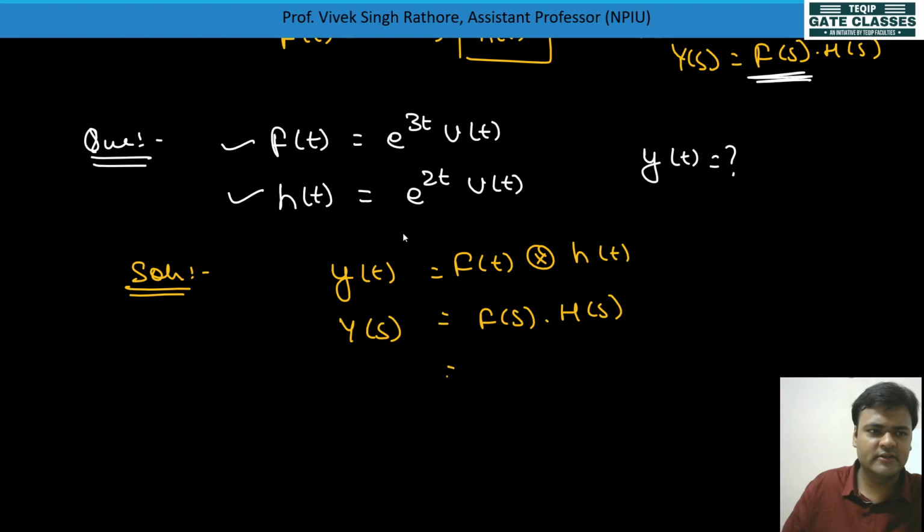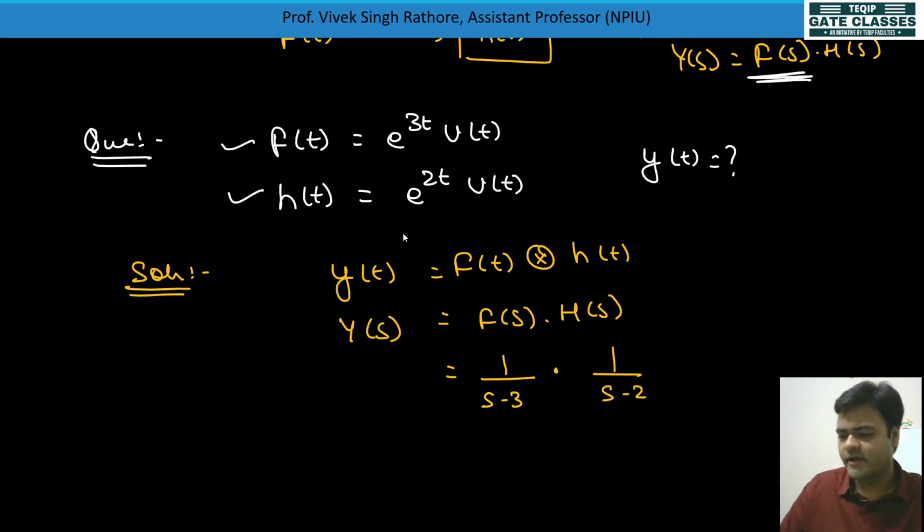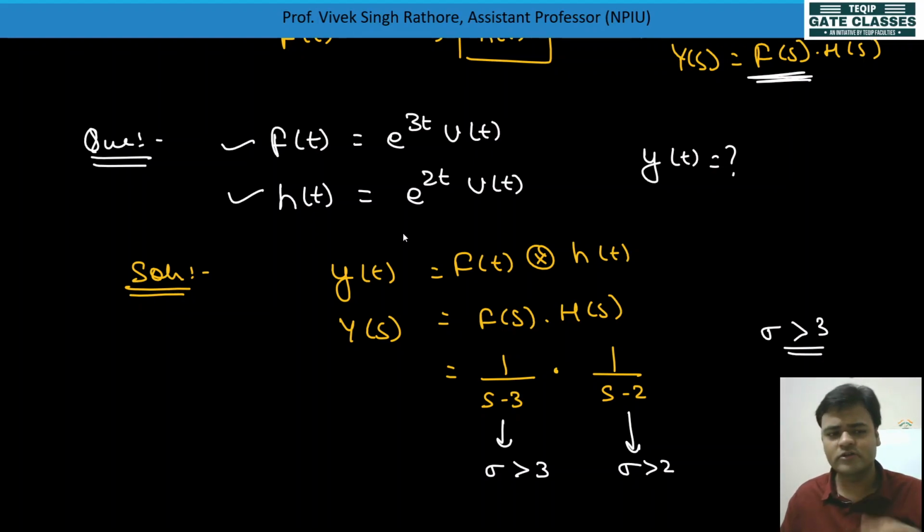F of s is nothing but 1 by s minus 3, multiplied by 1 by s minus 2. For 1 by s minus 3, the ROC is sigma greater than 3, and for 1 by s minus 2 the ROC is sigma greater than 2. So overall, sigma will be greater than 3 only, because both are causal systems.